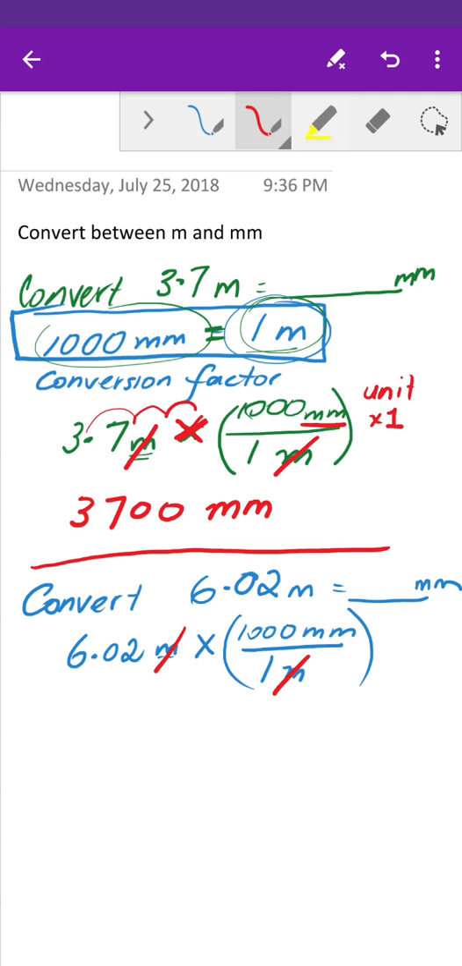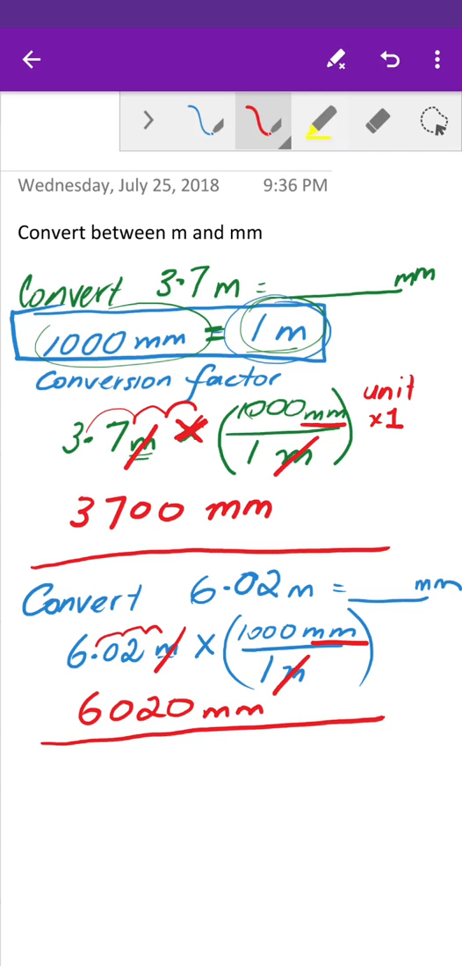And we wrap this up by saying 6.02 meters is the same as 6.02 lots of 1,000 millimeters. So I'll multiply by 1,000. The decimal will go jump, jump, jump. 6,020, and the unit which is surviving is millimeters.